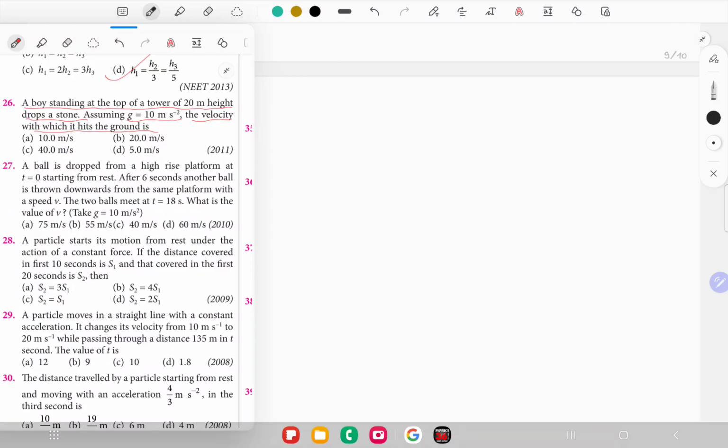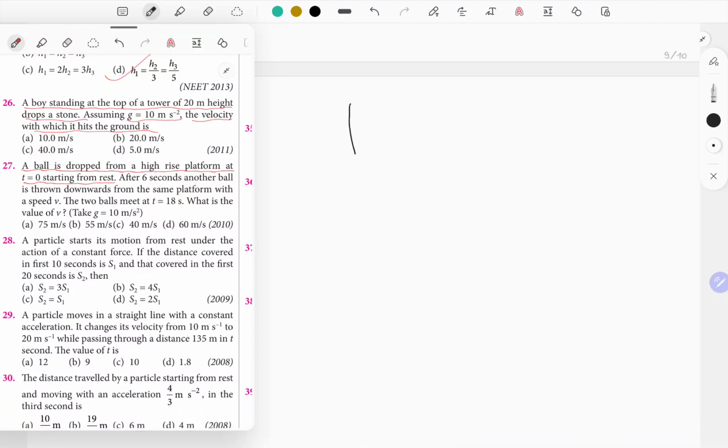Guys, look at this question. It is looking somewhat interesting. A ball is dropped from a high-rise platform at t is equal to 0, starting from rest. So from a high-rise flat platform, they are dropping a ball. Super. What is the initial velocity of this ball? Initial velocity is equal to 0. Super. If initial velocity is equal to 0, it is at t is equal to 0.